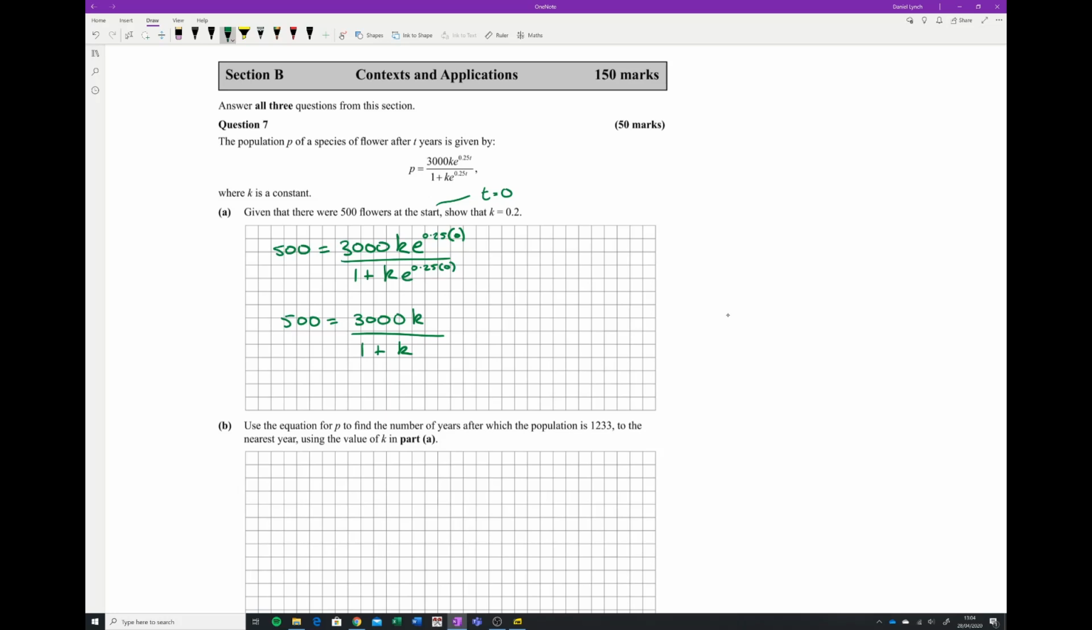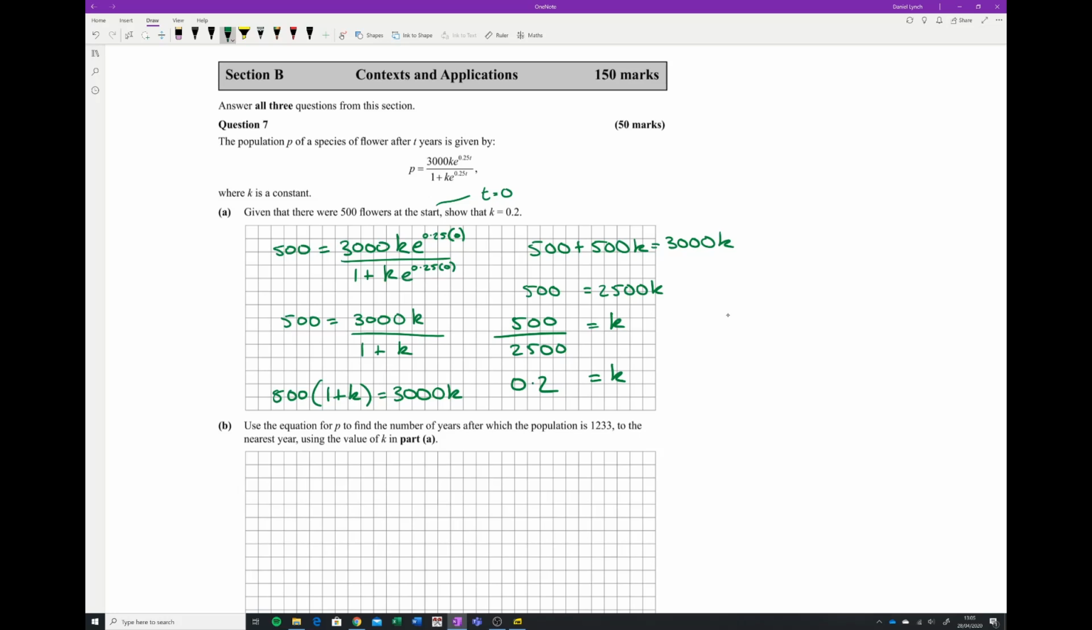Multiply both sides by 1 plus k, so we get 500 times 1 plus k is equal to 3000k. So we get 500 plus 500k is equal to 3000k. Might have been faster to divide both sides by 500 on the previous go, but I missed it. So we get 500 is equal to 2500k, and k is 500 divided by 2500, and that is 0.2.